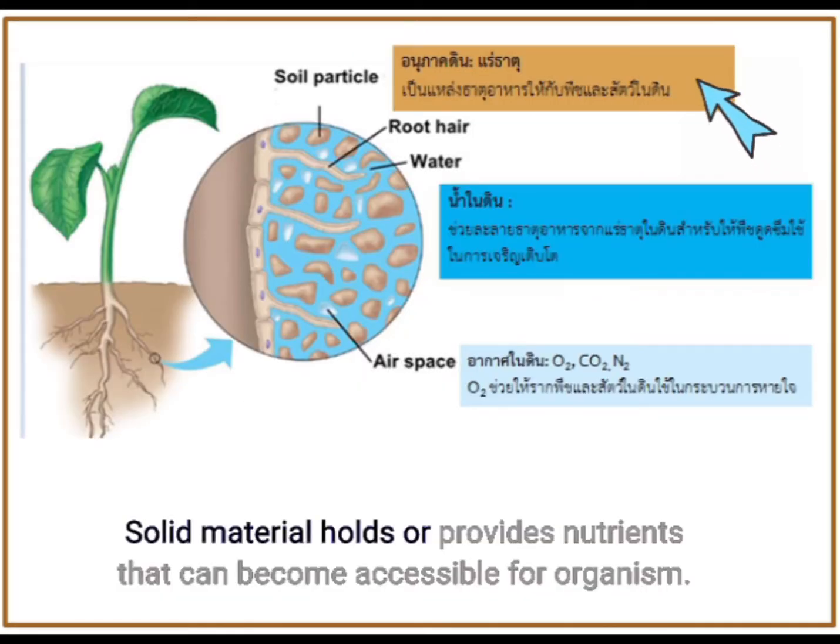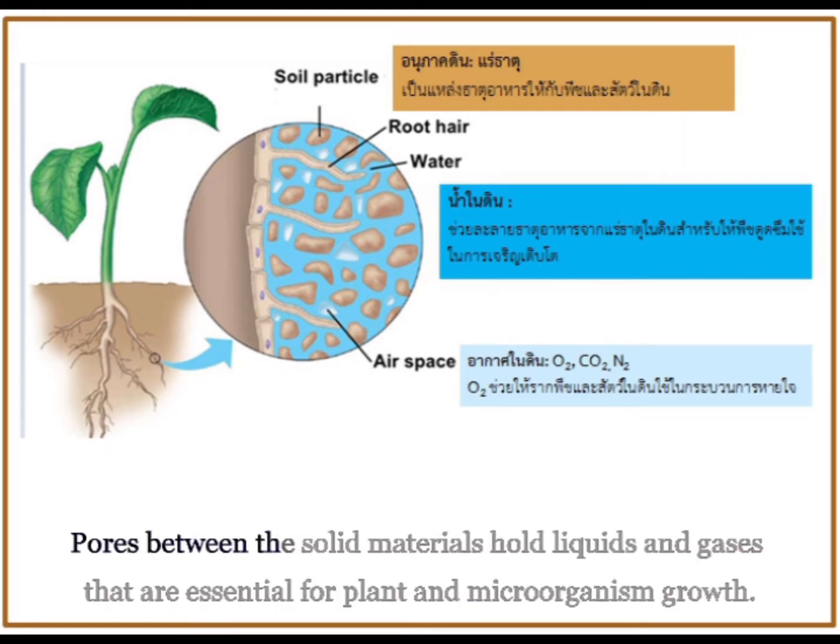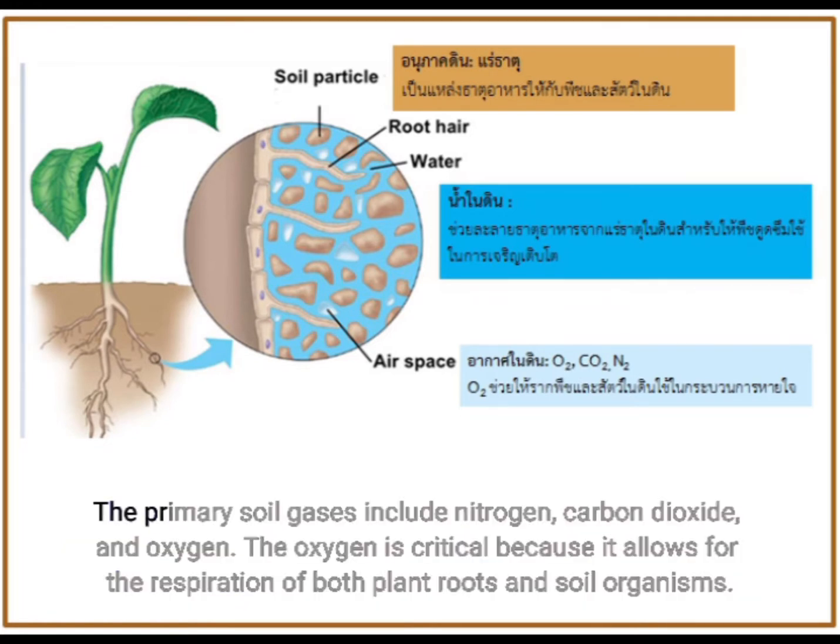Solid material holds or provides nutrients that can become accessible for organisms. Pores between the solid materials hold the liquids and gases that are essential for plant and microorganism growth. The primary soil gases include nitrogen, carbon dioxide, and oxygen. Oxygen is critical because it allows for the respiration of both plant roots and soil organisms.